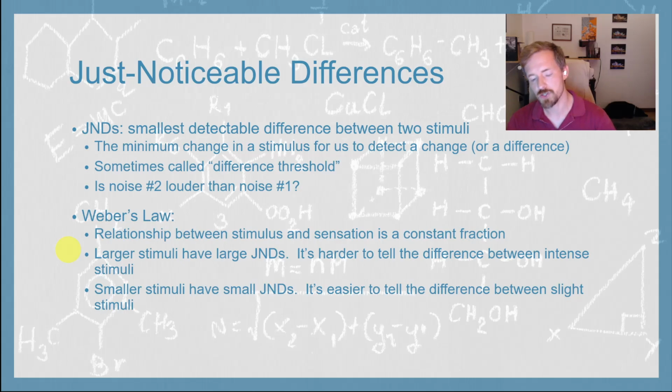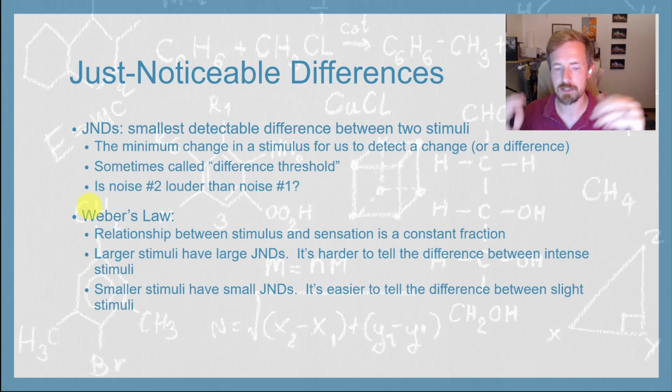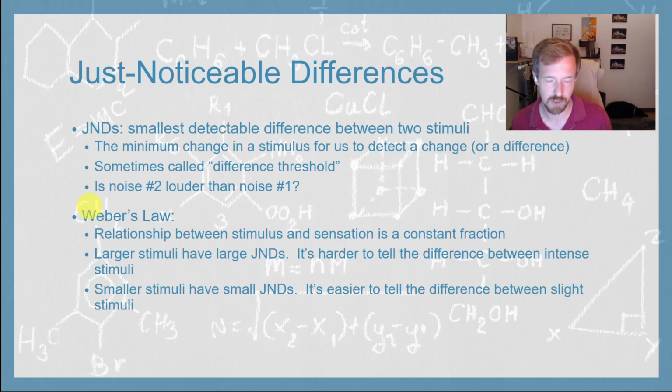And this brings us to Ernst Weber. Ernst Weber, German bloke who did a lot of research, has some really great mutton chops, but he was doing research on the connection between the physical world and the way that those physical events and stimuli impact us and whether or not we perceive them, testing absolute differences and things like that. What he found is that the relationship between a stimulus and our ability to detect it is a constant fraction. So, large stimuli are going to lead to large just noticeable differences, and small stimuli have small just noticeable differences.